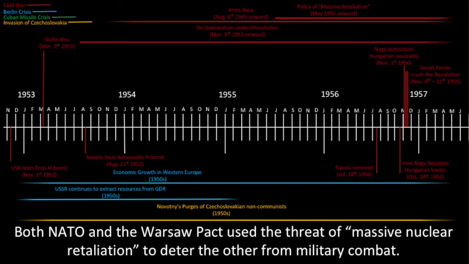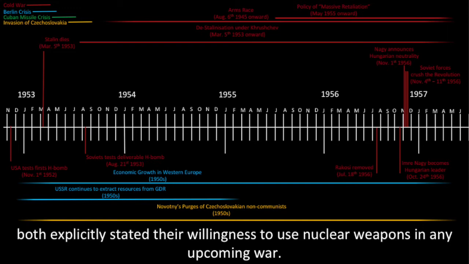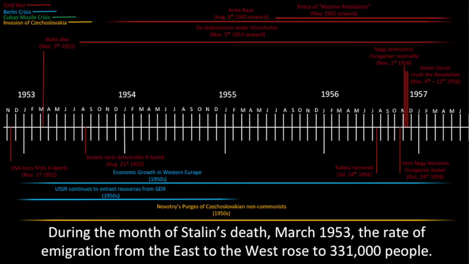Both NATO and the Warsaw Pact used the threat of massive nuclear retaliation to deter the other from military combat. The leader of the USA, President Eisenhower, as well as the leader of West Germany, Adenauer, both explicitly stated their willingness to use nuclear weapons in any upcoming war.